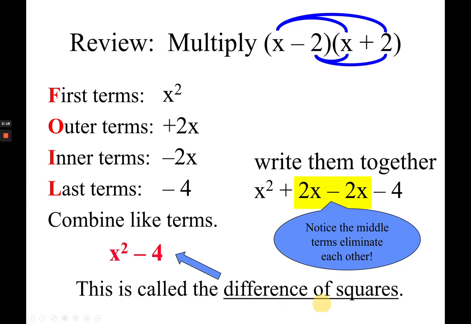Usually a difference of two squares is a result of multiplying x minus a number times x plus a number, or alternately x plus a number times x minus the number. It always results to the difference of two squares pattern. Okay.